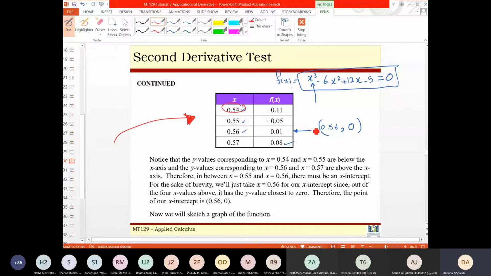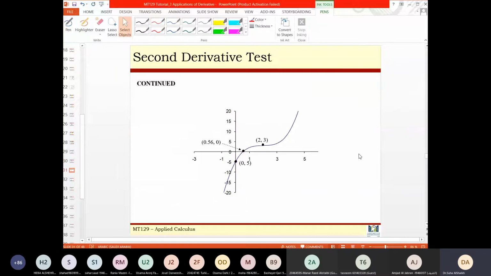So almost I got this point. So we end up now with 3 points. We agreed that I have the point 2 and 3, and this point is the inflection. We agreed that we have the point 0.5, which we called the y-intercept. And we agreed that we have 0, which is my x-intercept. I have 3 points now. I just join the points and I get my function.